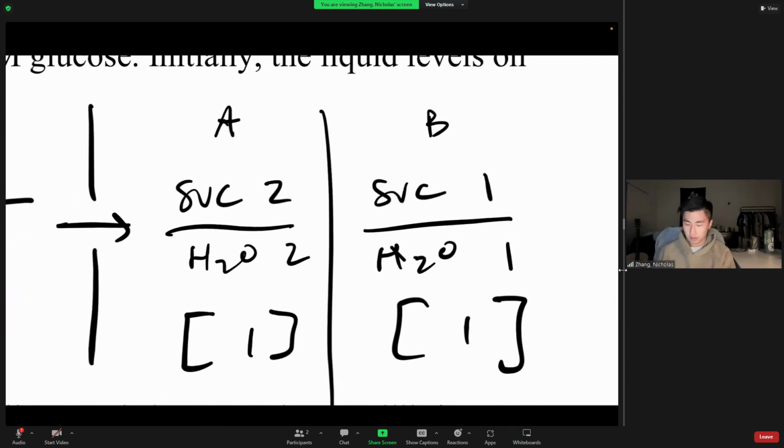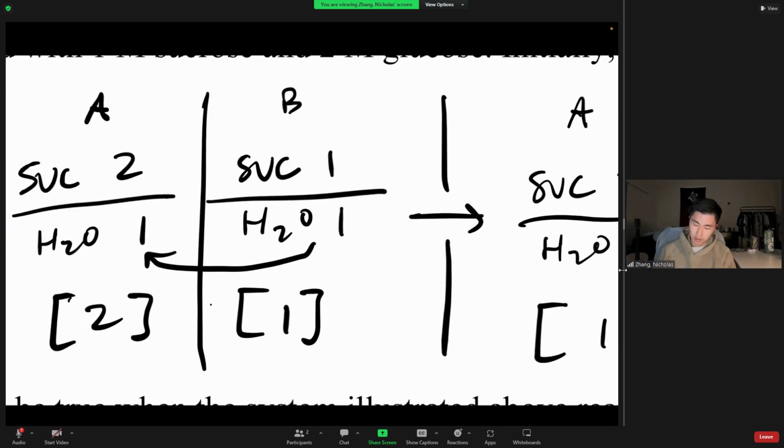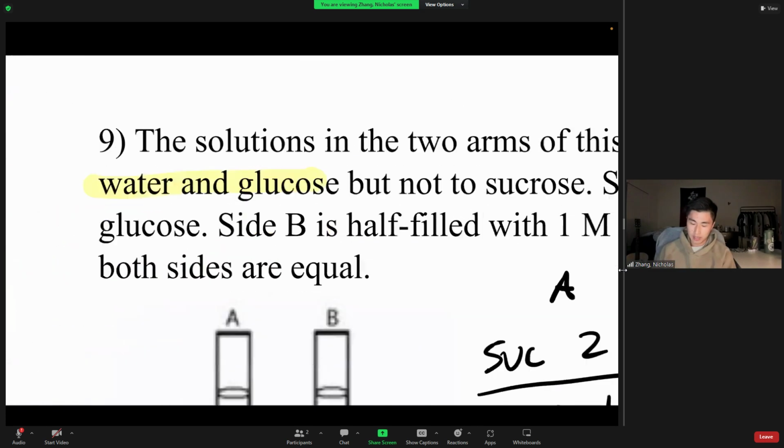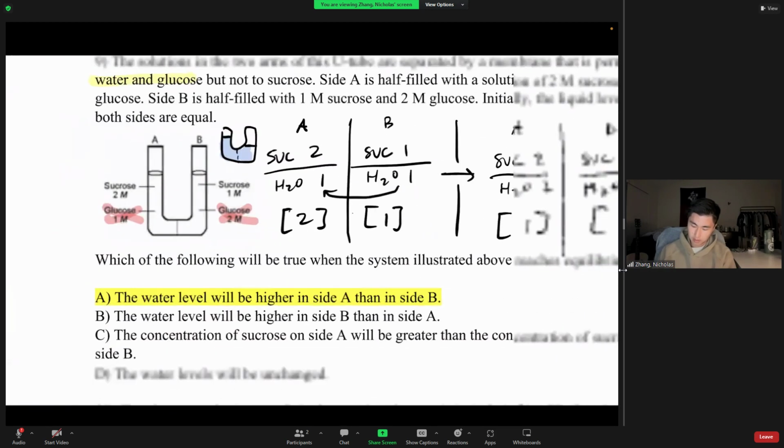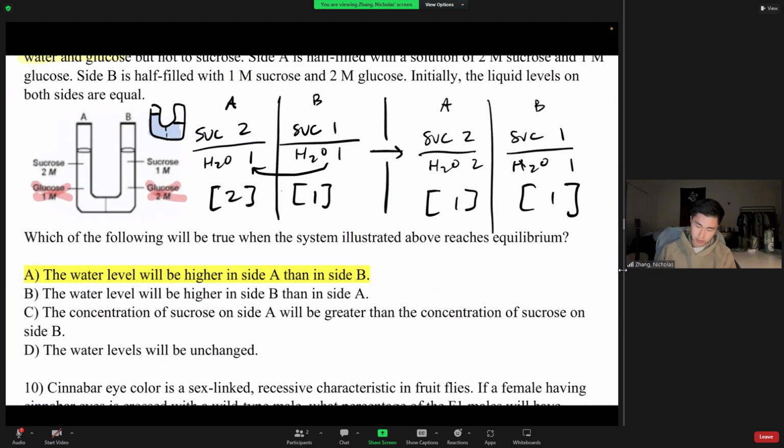And if we zoom out a little bit, the movement of water from the right to left is obviously going to increase the level that we see right here. So the resulting tube is going to look like that with the water like that. Cool. And the answer choice, the water level will be higher inside A than on side B. That's exactly what we see.